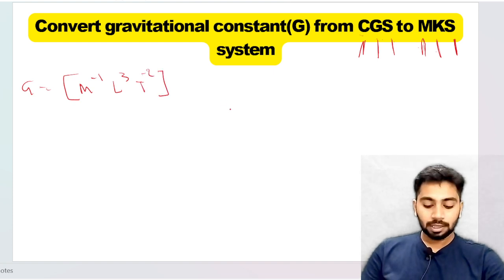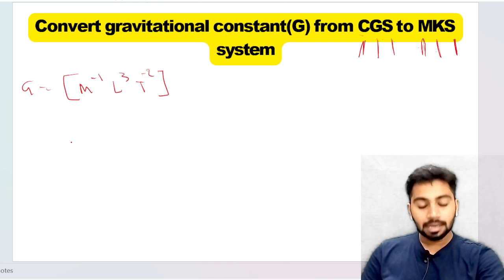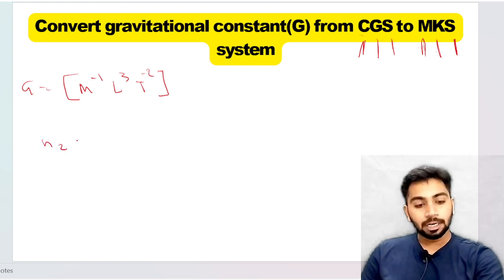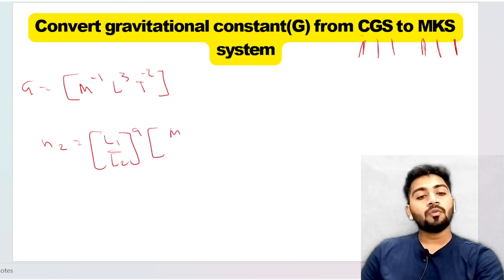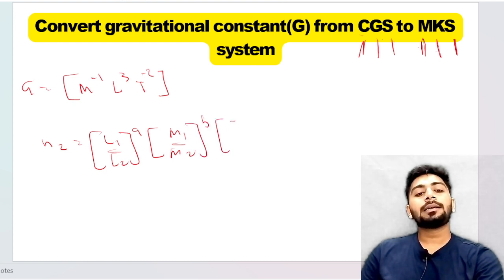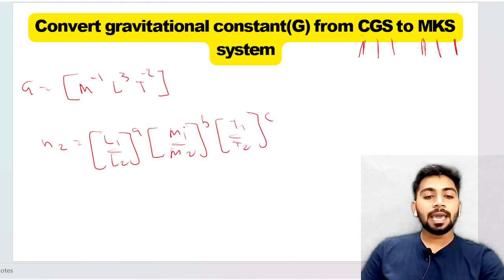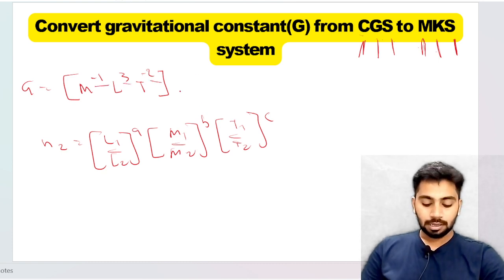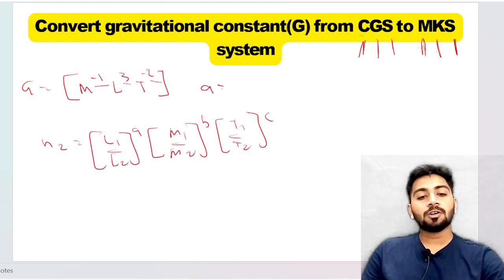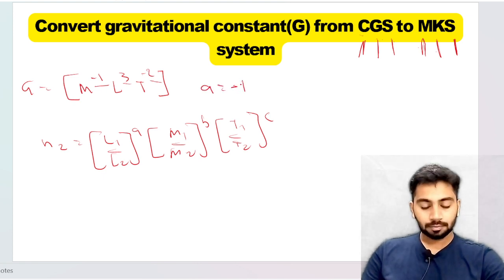Okay. Now you have one formula, just now you derived the formula. n2 is equal to n1 into M1 by M2 to the power of a, L1 by L2 to the power of b, and T1 by T2 to the power of c. Now we want these a, b, c numbers. It's just here: this number, this number, this number. That's it. Now your a is equal to minus 1. One second.